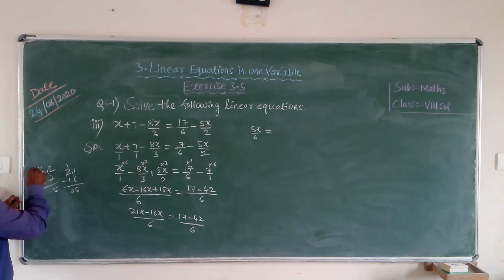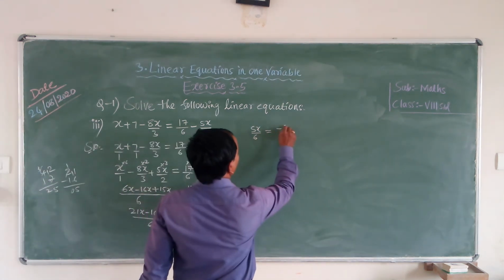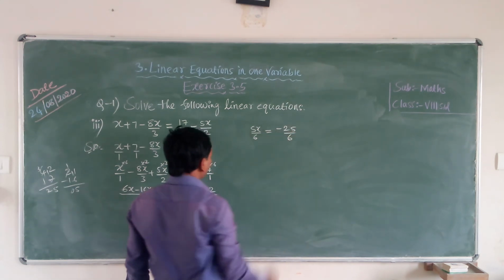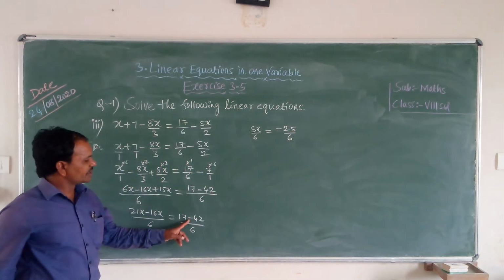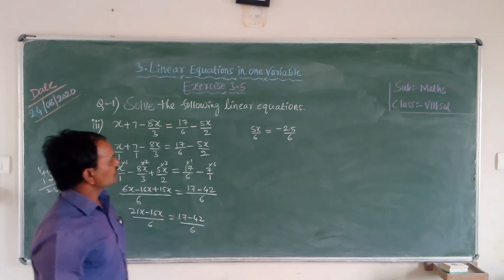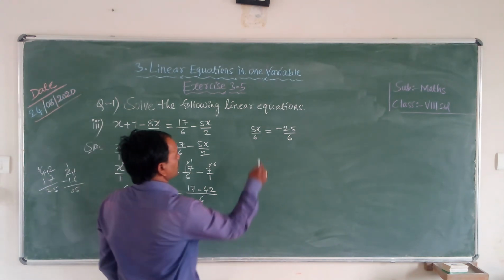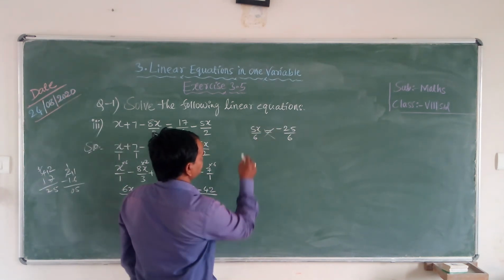So what it means here, 3 minus 1 is 2, 25. This is minus 25 by 6. Why? Because of minus 25, minus is the greater number, so the sign will be minus. Now cross multiplication.